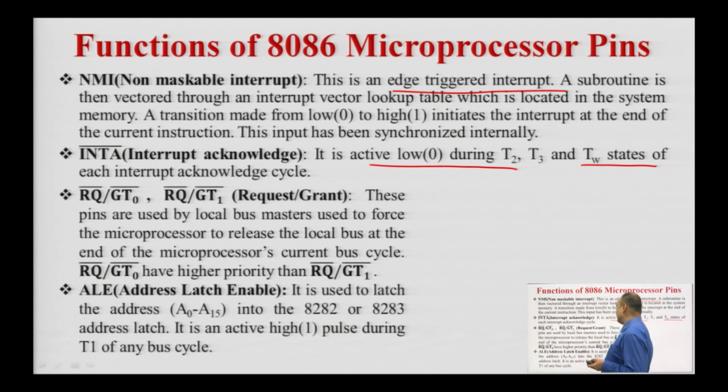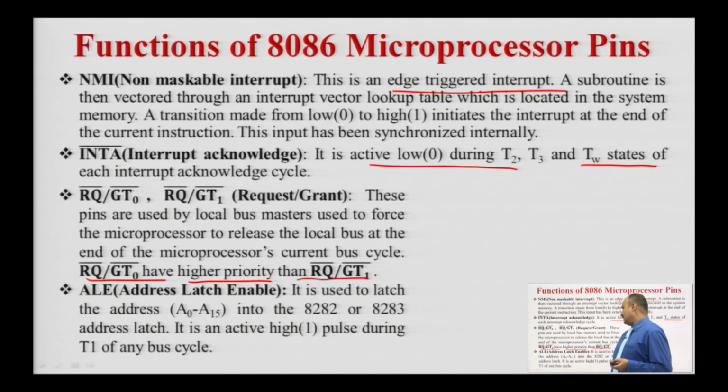Next is the request and grant signal. These pins are used by the local bus during the DMA transfer. So, these pins are used during the maximum mode of operation. With the help of this pin, another processor will send the request for the use of the system bus. So, this is the purpose of the request and grant signal. Here the request grant 0 has the highest priority, then the request grant 1 signal. It is required to remember that request grant 0 has the highest priority as compared to request grant 1 signal.